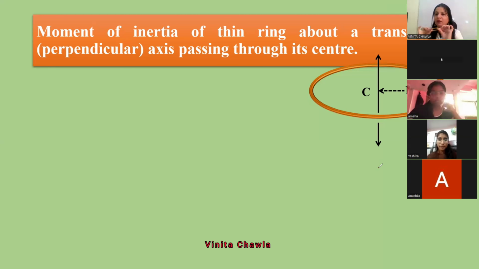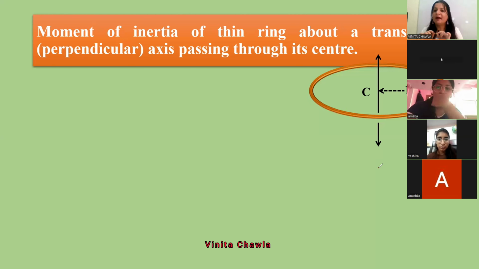देखो, यूनिफॉर्म रॉड में हमने क्या किया था? यूनिफॉर्म रॉड में we had considered a small element dx, ठीक है, and we had found out the moment of inertia for that small element about that axis. In the same way, here in the ring, we can consider a small element anywhere on the ring.